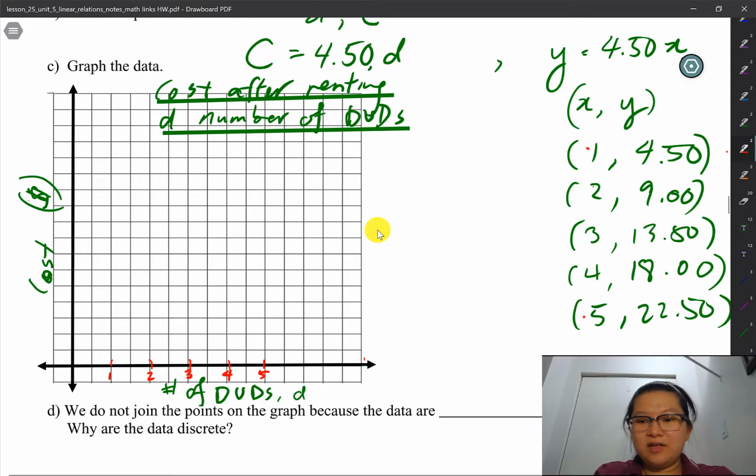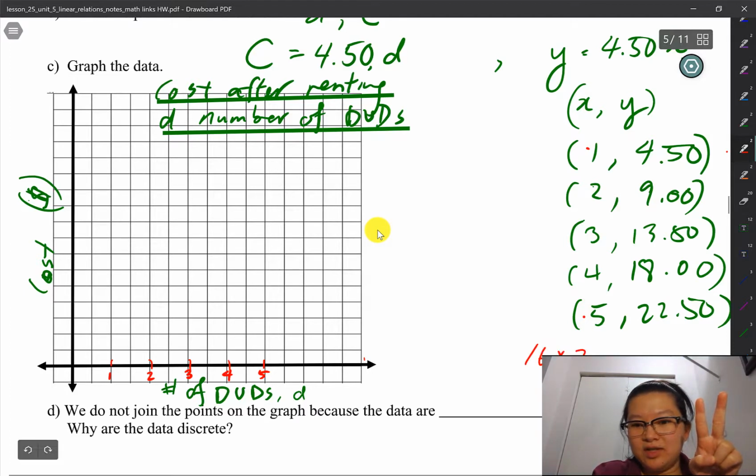Then I need to find a way to divide 16 among 22.50, which is, it's definitely, I can't do 1:1 ratio. That is not going to give me enough boxes. So what if I did 1 box is equal to $2 instead? So if I did 1 box is 2, 16 times 2, that's going to give me 32 is going to be my cap.